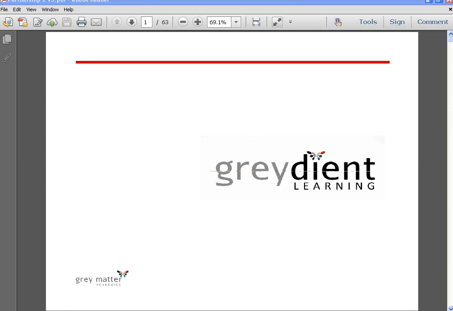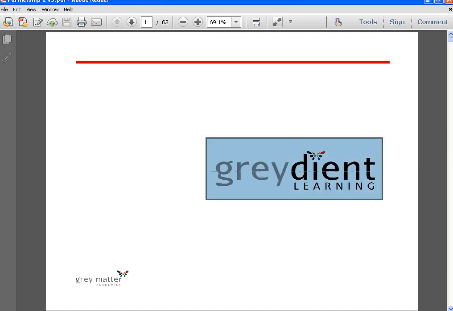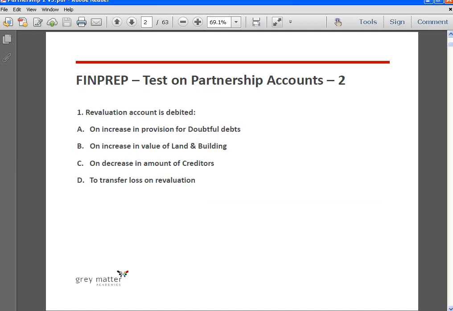Okay, so with this in mind, let's look at the questions for the test. The first question is: revaluation account is debited (A) on increase in provision for doubtful debts, (B) on increase in value of land and building, (C) on decrease in the amount of creditors, (D) to transfer loss on revaluation.